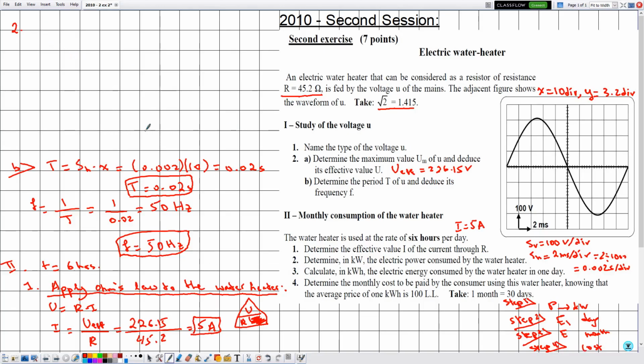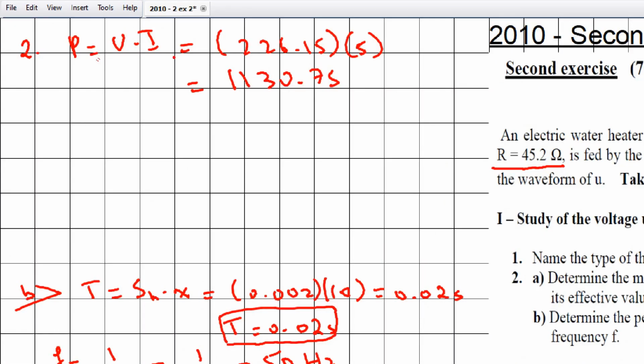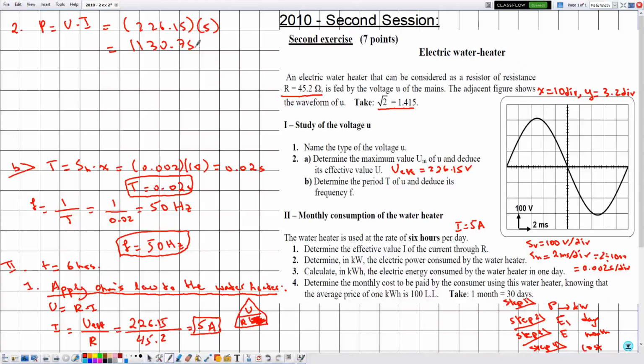Here we need to determine the electric power, which is given by P is equal to U times I. Now the value of U is given by 226.15, and the value of I is given by 5. Plugging this on the calculator, it will give me the value of P. Since both U and I are in the SI, the value of P will be in the SI, which is watts.